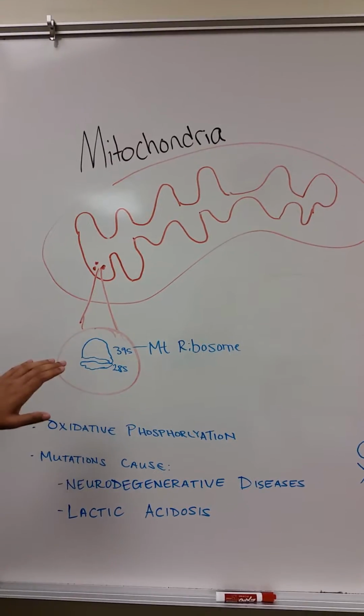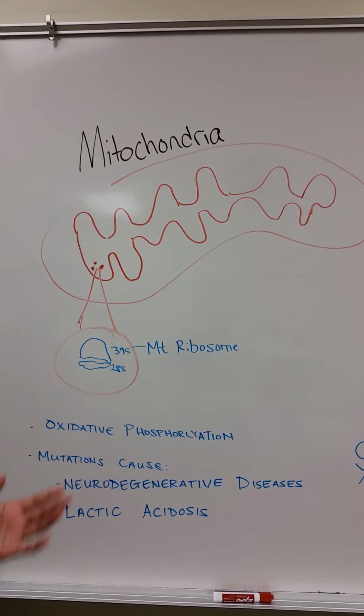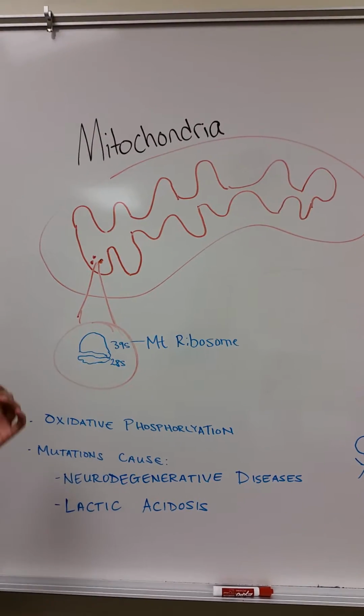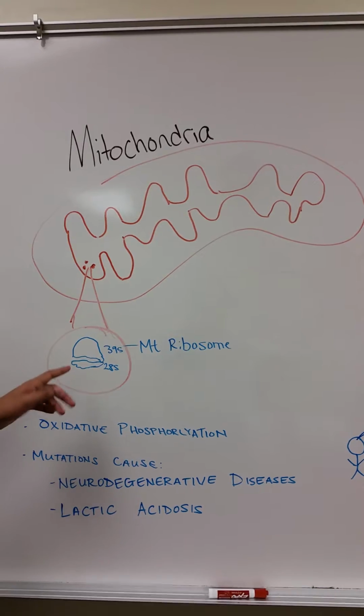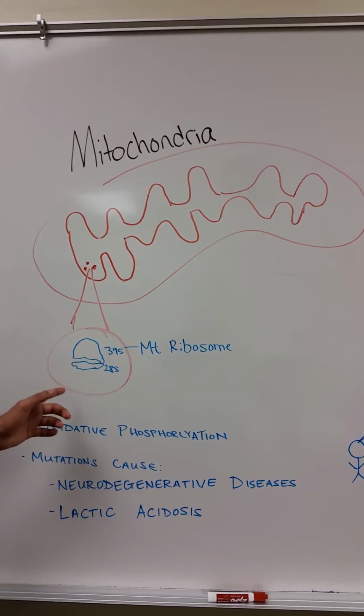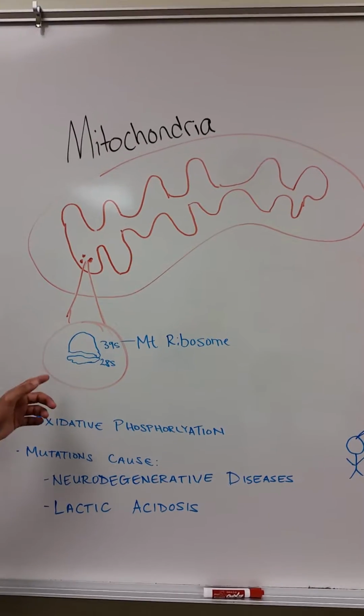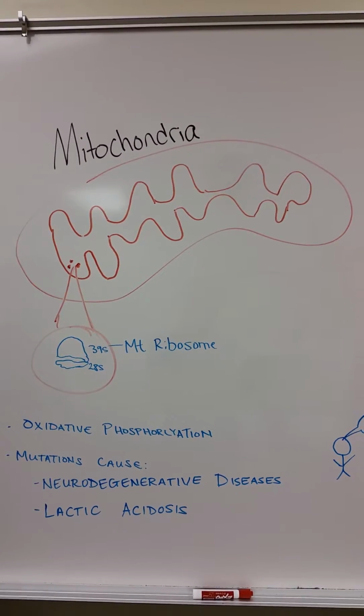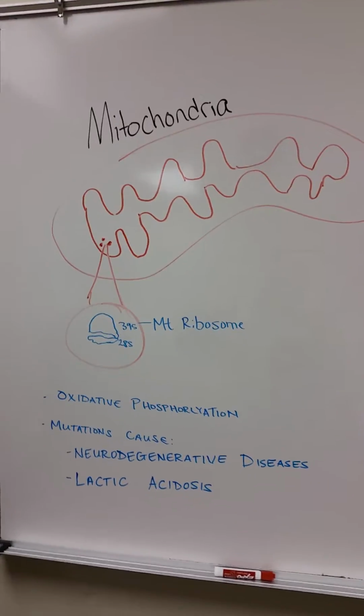Now, the structure of the mitochondrial ribosome is a little different from your traditional eukaryotic and prokaryotic ribosomes. The subunits are a little different. The small subunit is 28S, the large subunit is 39S. And now I'll turn it over to John to talk about the general structure.